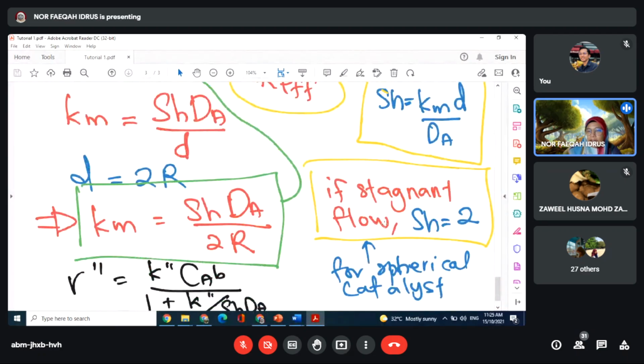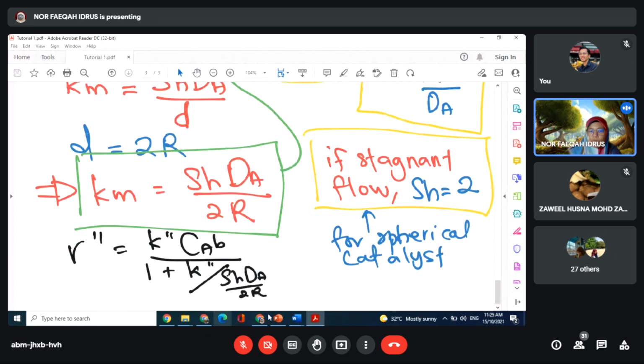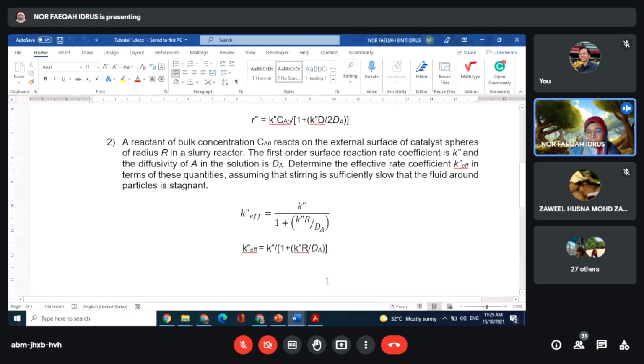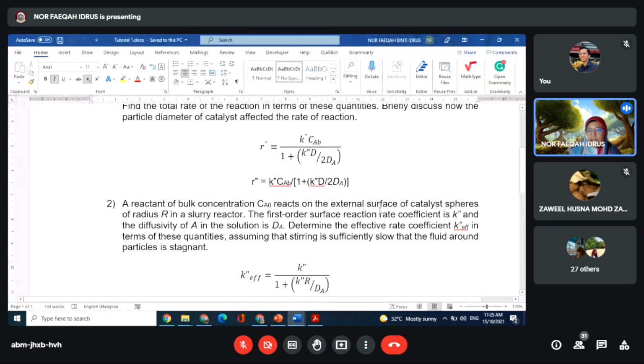So if stagnant flow, the Sherwood number equals 2. So finally you will get this equation as the overall rate of reaction. So senang je this part. Okay, so kalau you tengok, I think I give the answer. So you can replace the Sherwood number. Oh, this one saya tak bagi overall answer. So you kena rearrange lah.